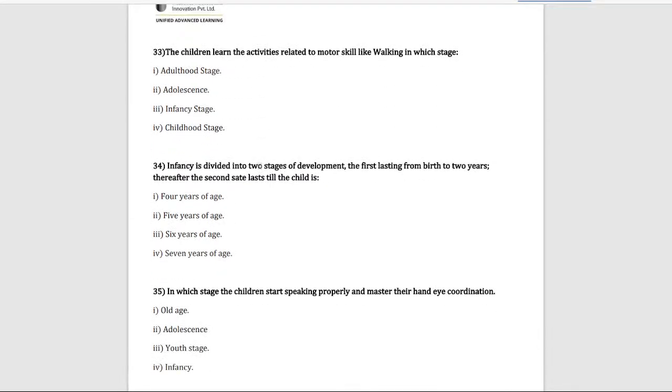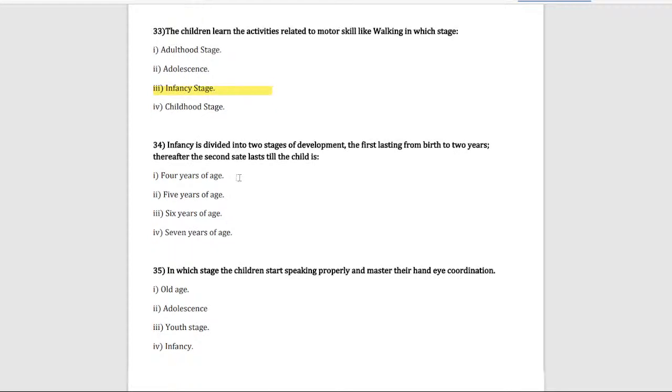Question number 33. The children learn the activities related to motor skills like walking in which stage? First, adulthood stage. Second, adolescence. Third, infancy stage. Fourth, childhood stage. And the correct answer for this question would be third, infancy stage.